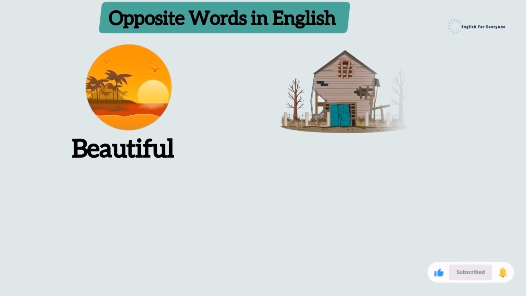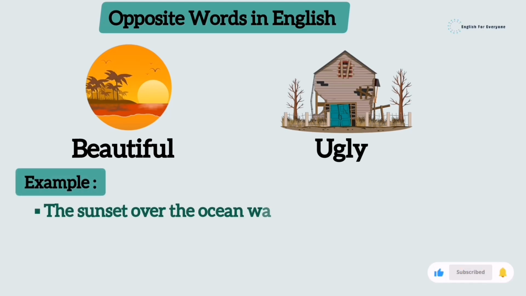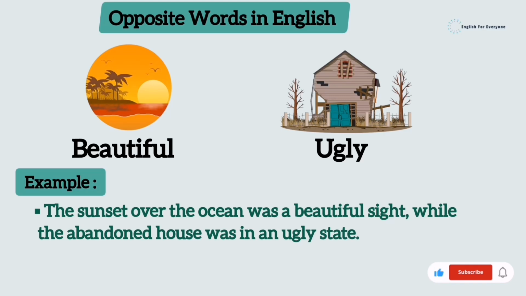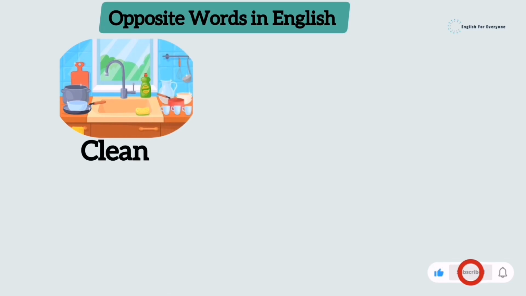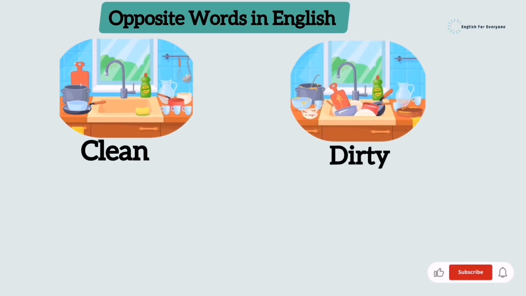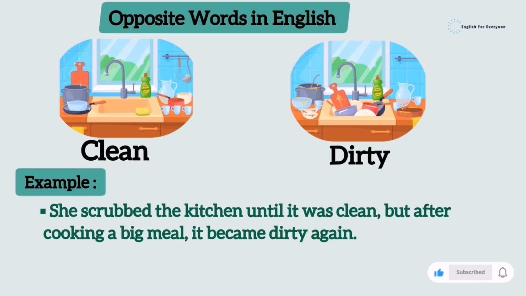Beautiful, ugly. The sunset over the ocean was a beautiful sight, while the abandoned house was in an ugly state. Clean, dirty. She scrubbed the kitchen until it was clean, but after cooking a big meal it became dirty again.